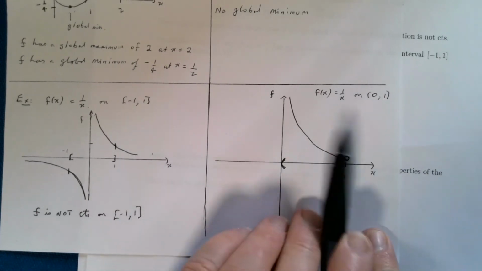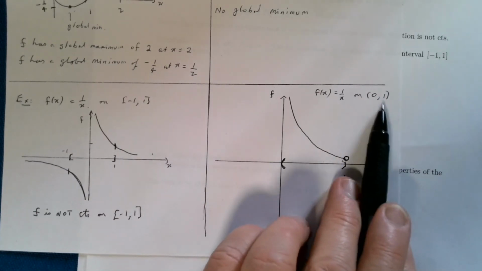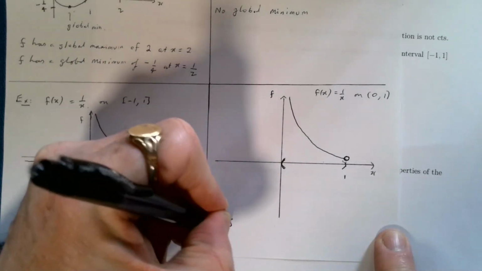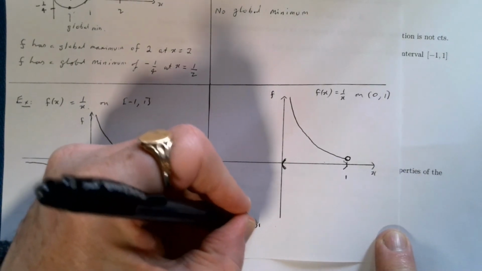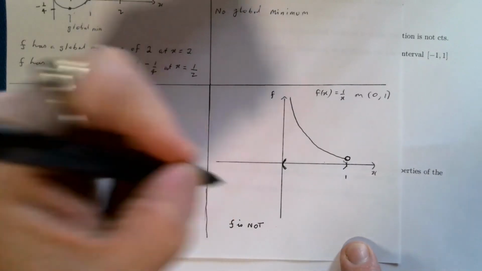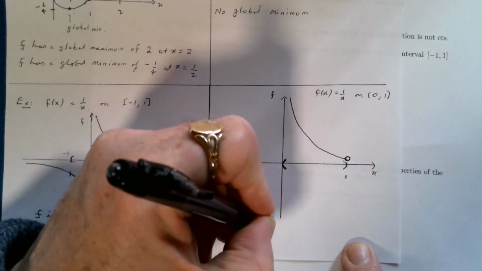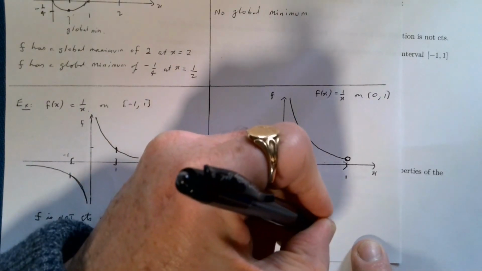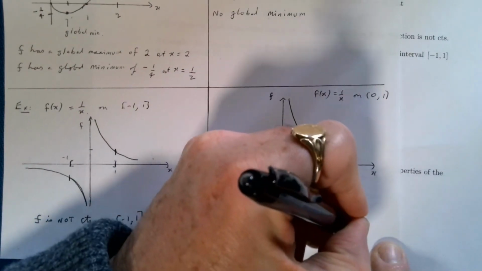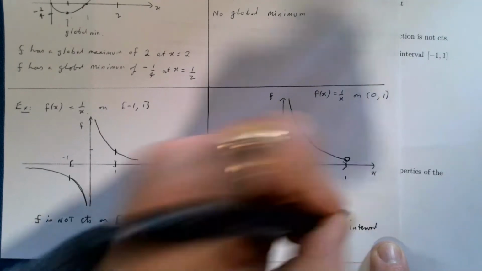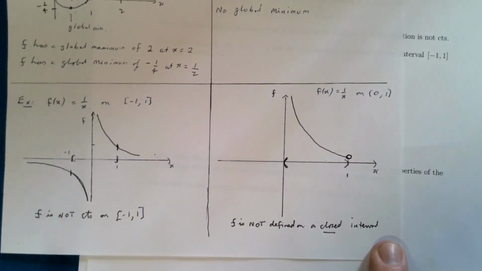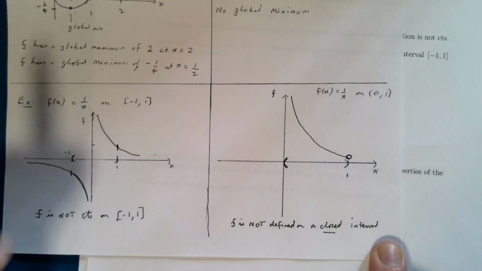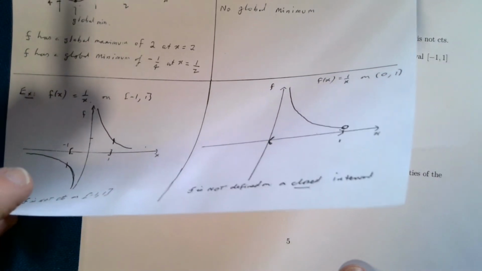And that's because the interval now is not closed. So f is continuous, but not defined on a closed interval. So in using the theorem, you need the fact that the function is both continuous and you're on a closed interval. Otherwise, you can't make the conclusion that you want from that result.